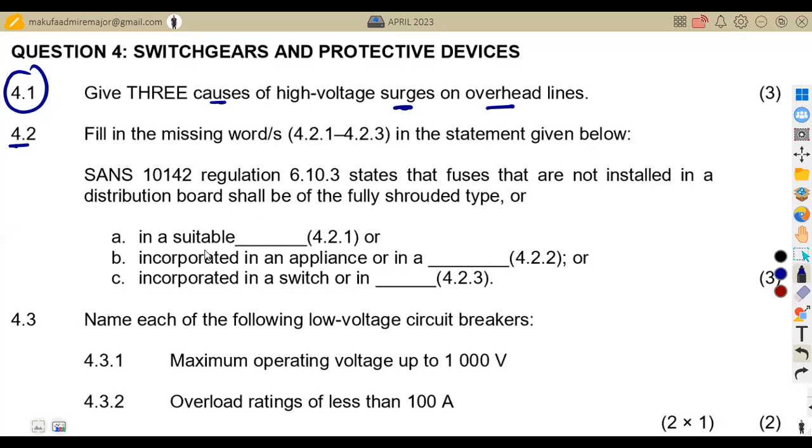So here we've got a statement that in SANS 10142 regulation 6.103 states that fuses that are not installed in a distribution board shall be of the fully shrouded type, or in a suitable protecting case, or incorporated in an appliance, or incorporated in a switch, or in a.